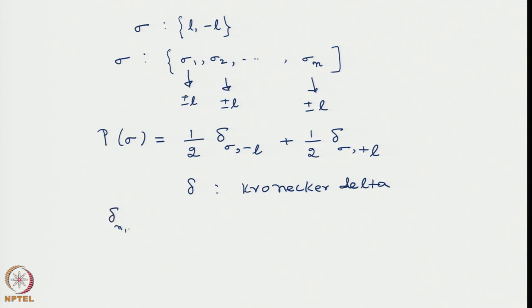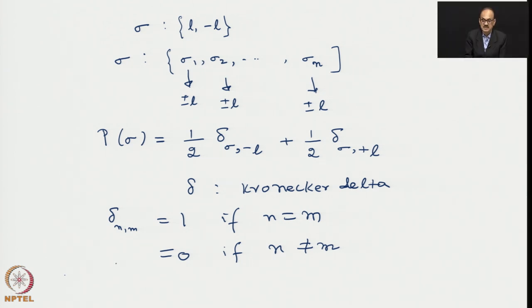which we have already defined: delta n m equals 1 if n equals m, and it is 0 if n is not equal to m. So this equation captures the statement that at every step the random walker jumps a length of either minus L or plus L only. He does not pause every time. There is a possibility he could have paused, but we are not allowing that. Neither does he take a longer step, let us say a step length of 2L.